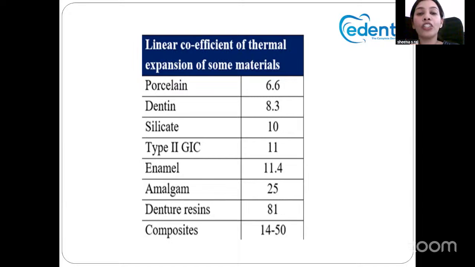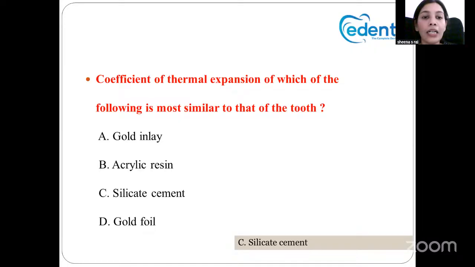The material whose linear coefficient of thermal expansion is near to dentine is silicate cement. And next is type 2 GIC. Sometimes the question might have only type 2 GIC, so give that answer. If silicate is one option and another option is type 2 GIC, you have to give silicate as the first option. So coming to the question, the coefficient of thermal expansion of which of the following is more similar to the tooth? The answer is silicate cement.